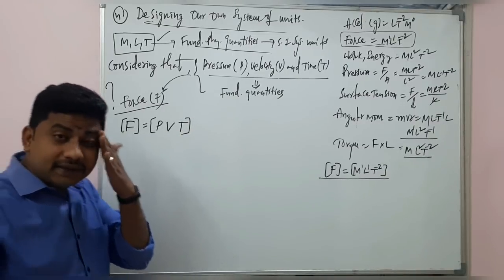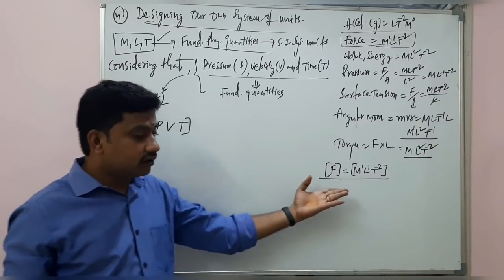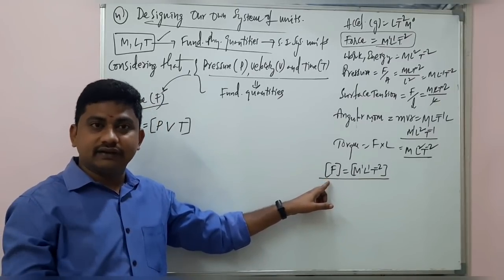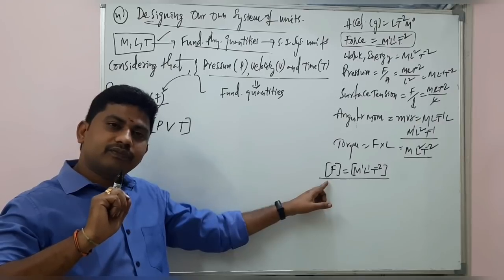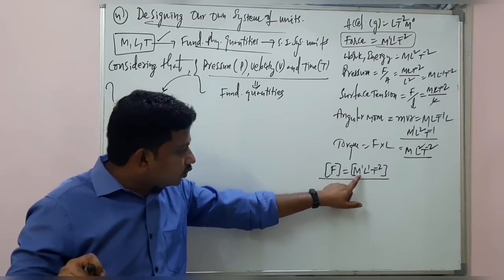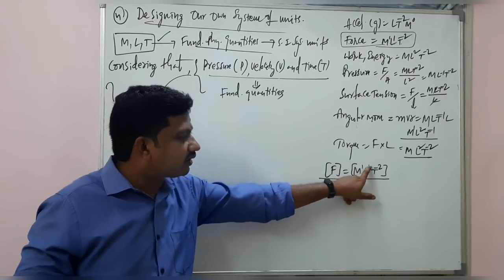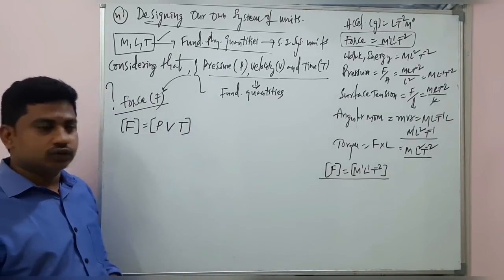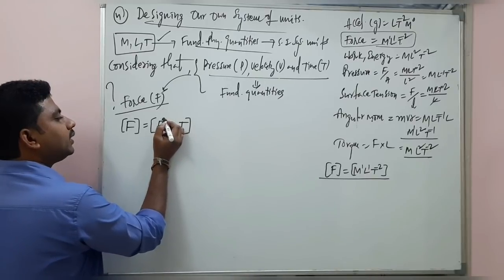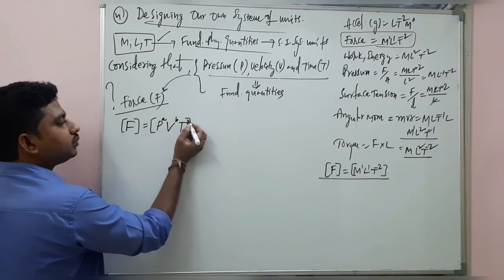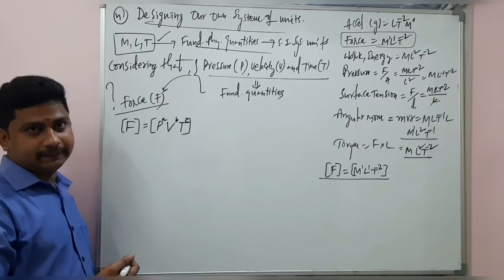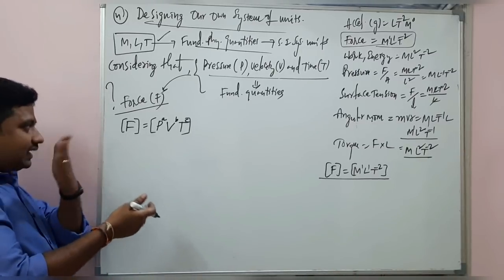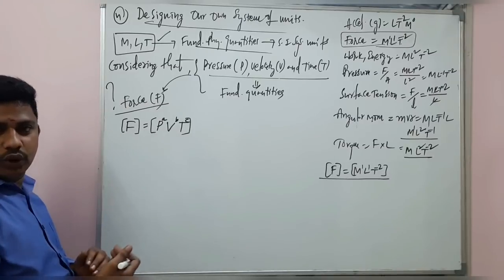But the powers, dimensions, we don't know. Here, force is mass into acceleration, formula we have given. We have done. So then you got M raised to 1, L raised to 1, T raised to minus 2. But here we are not yet done. So let me keep P raised to a, V raised to b, and T raised to c. And how we have done in the last application, the same way let's move on.